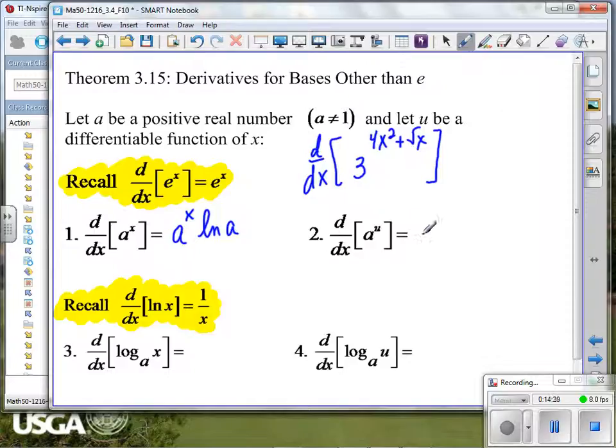So what do we do? Well, same thing. A to the u power. So up here I would have 3 to the 4x squared plus square root x as my exponent. Times, well, I don't have e, so I've got to take the natural log of a. So times the natural log of 3.